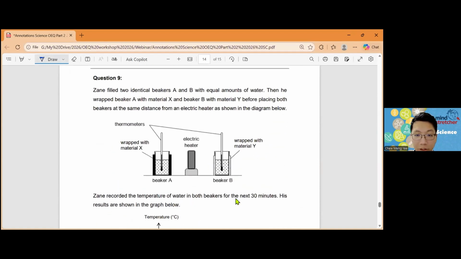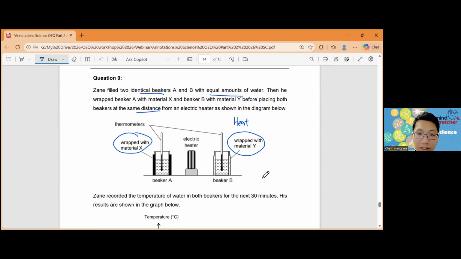Concept. You look at the diagram, you know this is heat. And what's the context? So let's read the question in greater detail. I have two identical beakers, equal volumes of water. Now X is wrapping around beaker A. Beaker B, we have material Y. That's basically the main thing. Same distance, keeping a lot of things the same. Same amount of water, same beaker, same distance. Those are the main things.